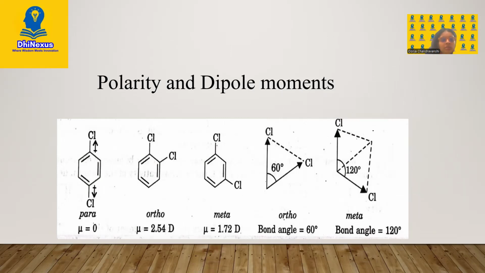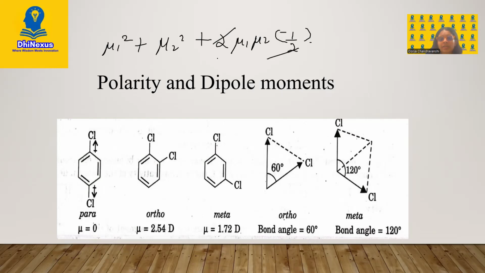If I just show you here for meta, it would be like this: mu1, mu2, and then you have minus half. So this would get cancelled and this quantity becomes negative. So definitely it is going to come out to be slightly less than ortho, where the quantity is getting added. Right? So this is the dipole moment trend we're observing.